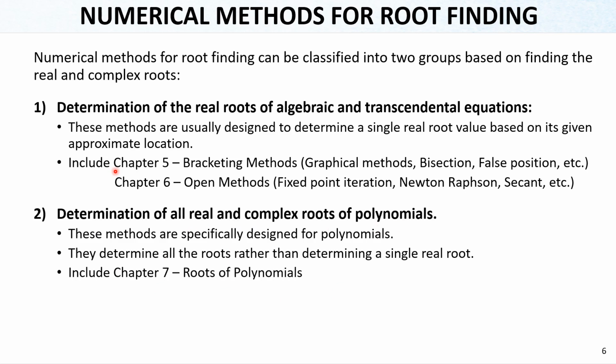So we will start with chapter 5 to determine the real roots of an algebraic or transcendental equation with the bracketing methods, then continue with chapter 6 open methods, then we will move on to chapter 7. And in this chapter 5 we will be focusing on the bracketing methods.